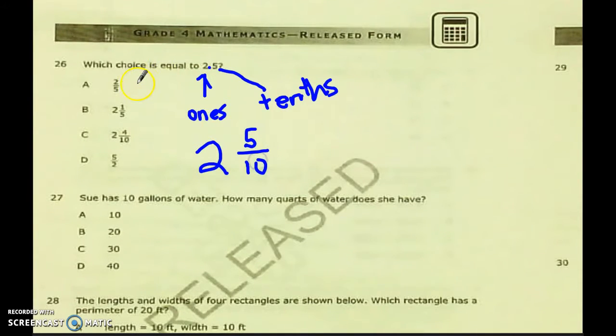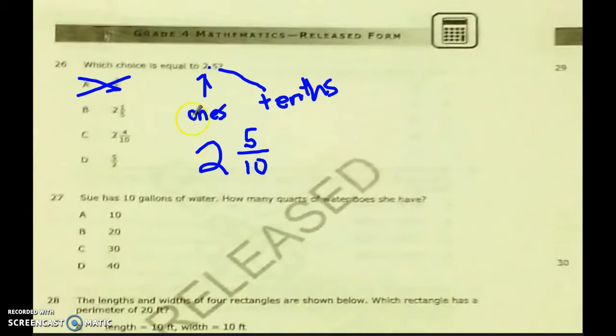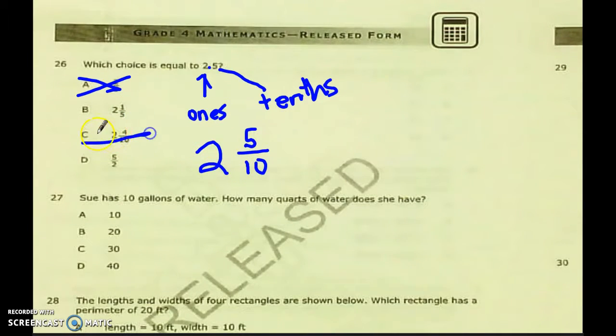Okay? Now, I know I've got over a whole, so A is a ridiculous answer, because that's less than a whole. Now I see 2 and 5 halves, 2 and 1/5, 2 and 4 tenths. So this is 2 and 5 tenths, so I know it can't be 2 and 4 tenths. And 5 tenths is equal to a half.